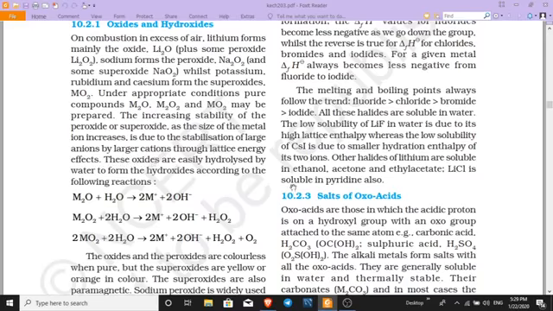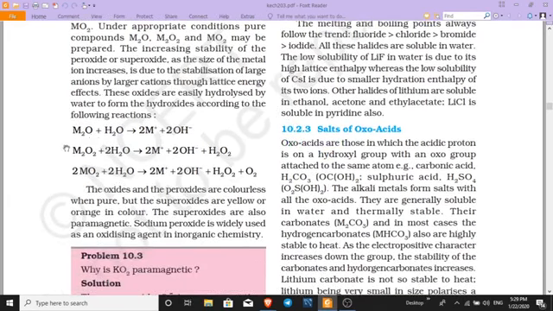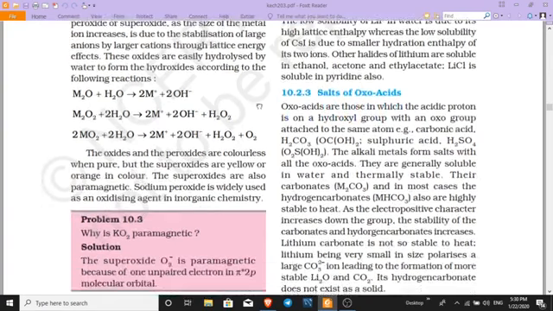These oxides are easily hydrolyzed by water to form hydroxides according to the following reactions. M2O, this is the oxide of the alkali metal, when added to water forms 2M plus plus 2OH minus. So it makes the solution basic. As you can see, the OH minus concentration increases in water. There is not only OH in the M2O, but it dissociates the H2O into OH minus and it becomes basic.